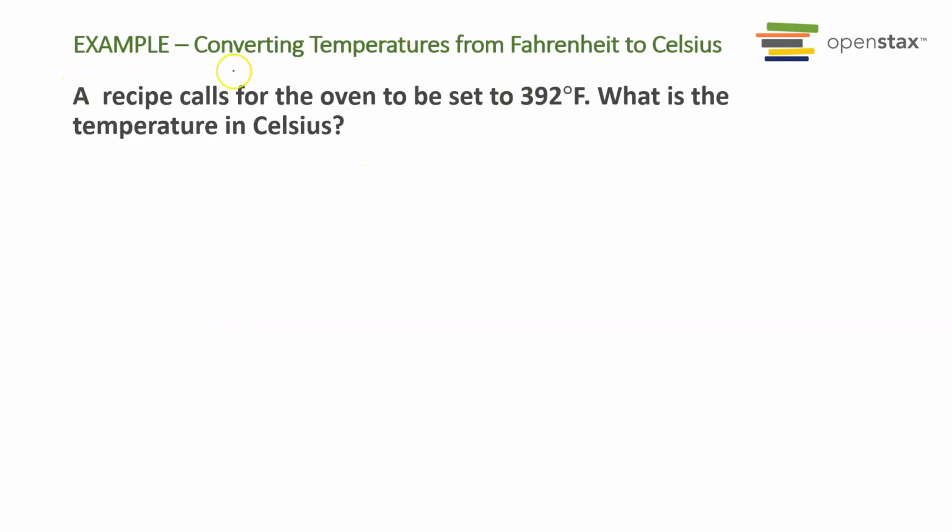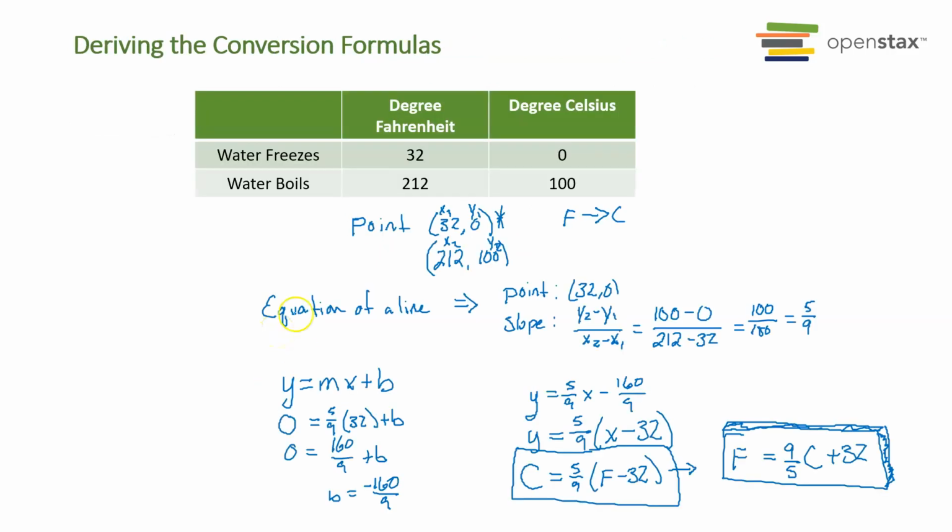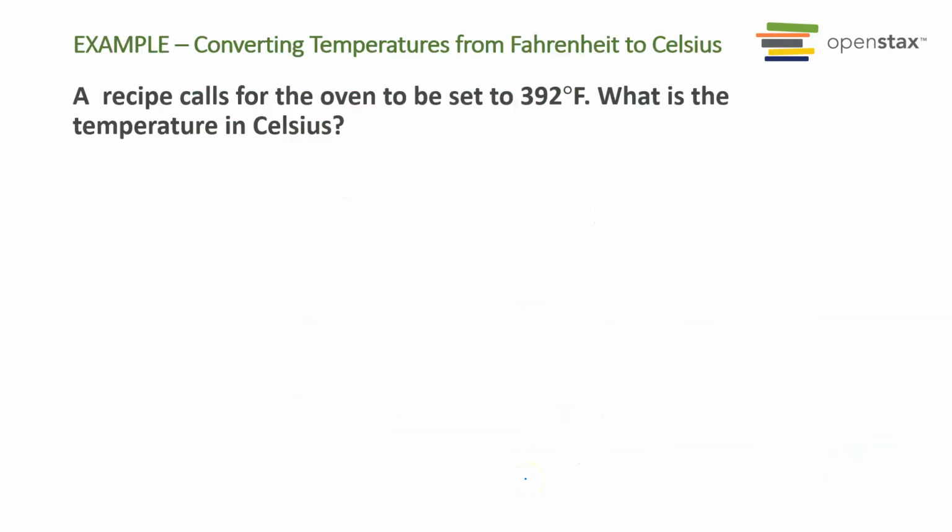Alright, so here's an example converting from Fahrenheit to Celsius. A recipe calls for the oven to be set to 392 degrees Fahrenheit. What is the temperature in Celsius? So again, thinking about our formulas to go from Fahrenheit to Celsius, if we want to go back. So we're plugging in Fahrenheit and we're getting out Celsius.